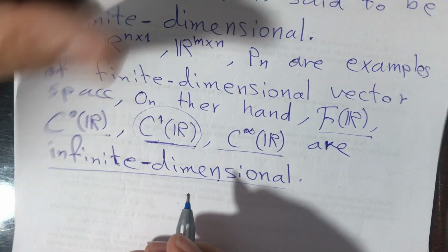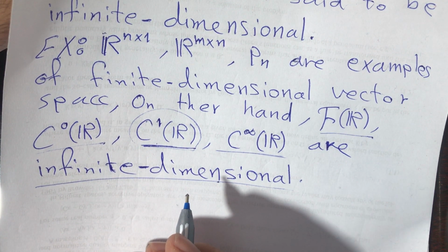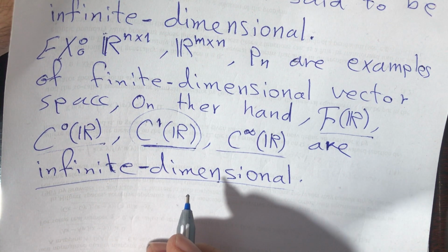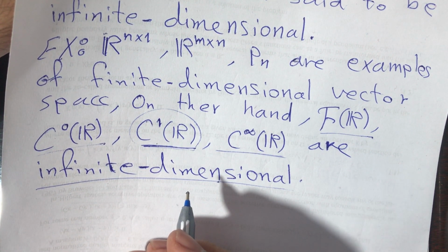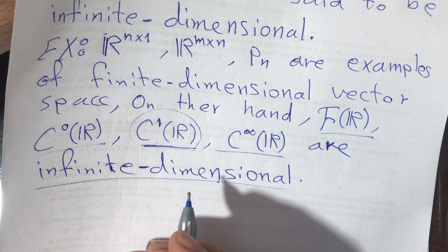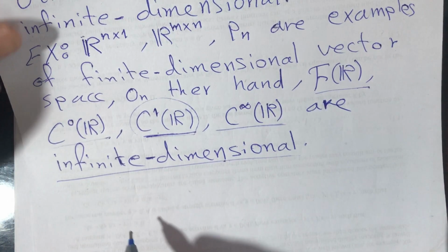Now we know what finite and infinite mean. Now we take examples and try to find a basis. This is an example.